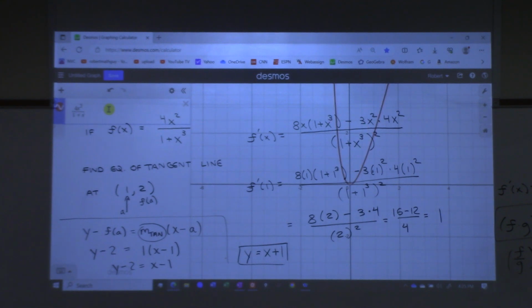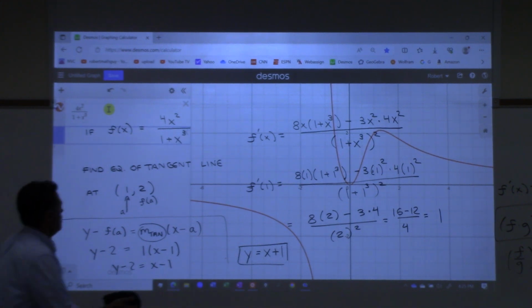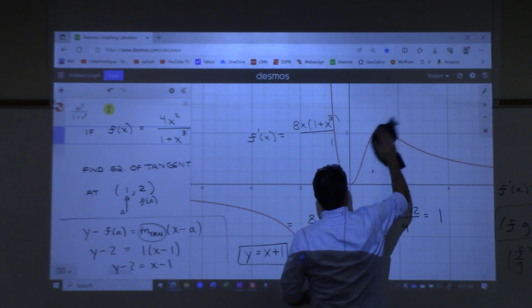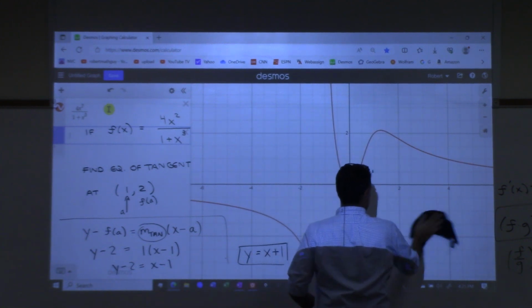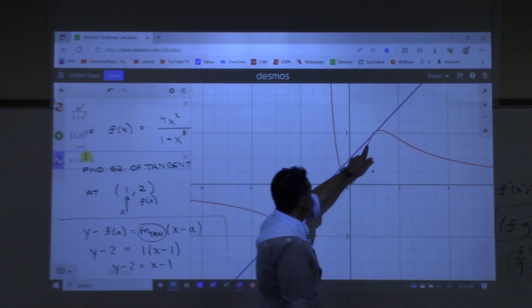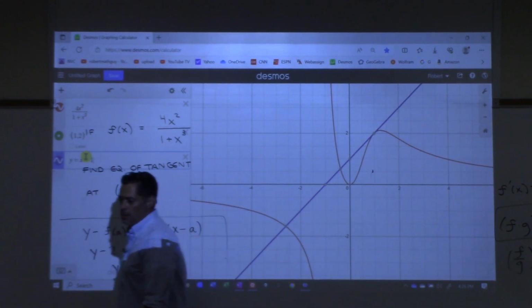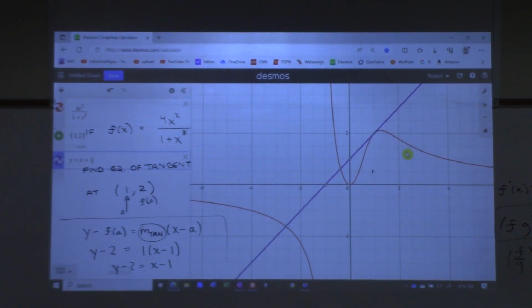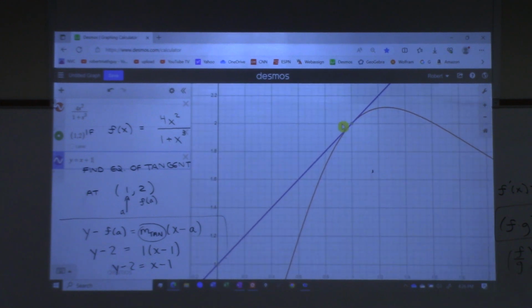All right, so let me graph the original function. There's the original function. And what we wanted to do was go to the point (1, 2). See that point right there in green? And if I graph the line y equals x plus 1, I should have a line that goes through that graph at that point and is tangent to the graph at that point. That looks pretty tangent to me. What do y'all think? That looks pretty good.